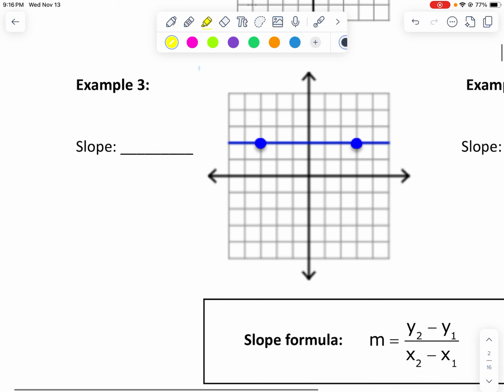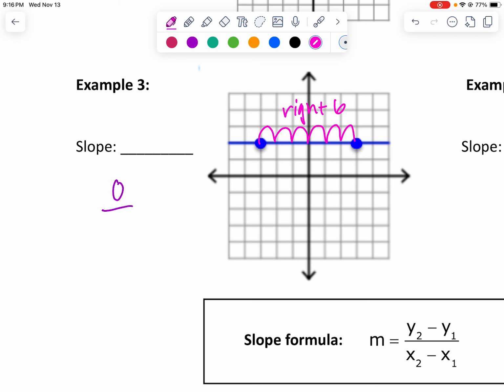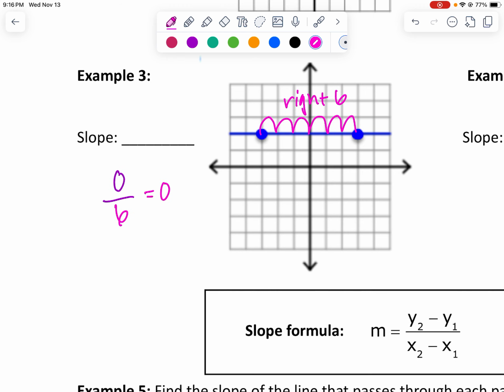Example 3 this time. It looks like we're not going up or down. We're only going to go right. So I'm actually going to go right 1, 2, 3, 4, 5, 6. Okay, that doesn't mean that there is no rise. The rise in this case is just 0 because I'm not going anywhere up or down. So we have 0 for my rise, and we're going right 6. And this actually gives me a value of 0. Okay.